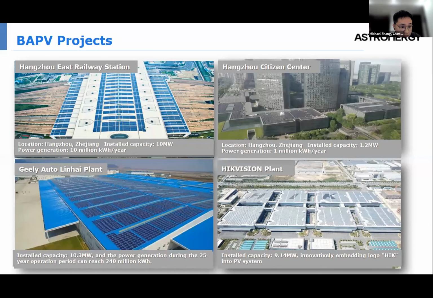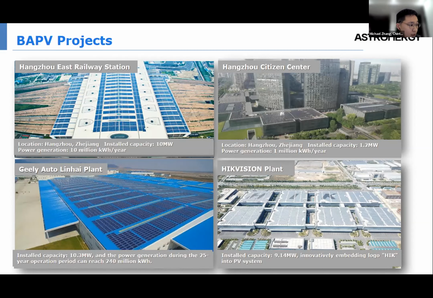The first part, we have some pictures of the projects we did in China. The first one is the Hangzhou East Railway Station. It's located in Hangzhou. The capacity is 10 megawatts. The power generation is around 10 million kilowatt hours per year. And the second one is a factory, the Geely Auto Linhai plant. The installed capacity is 10.3 megawatts, and the power generation during the 25 years operation period can reach 240 million kilowatt hours.